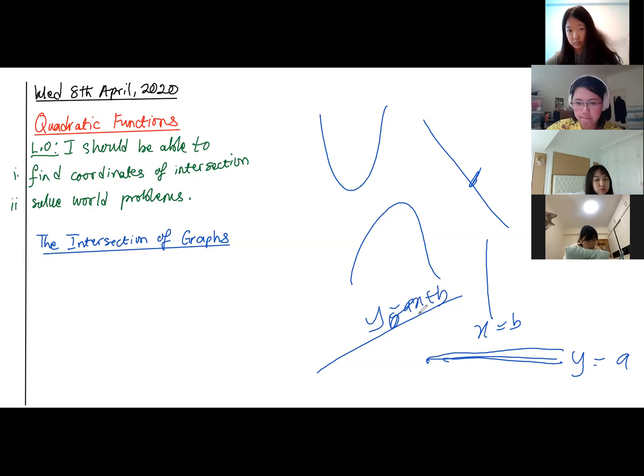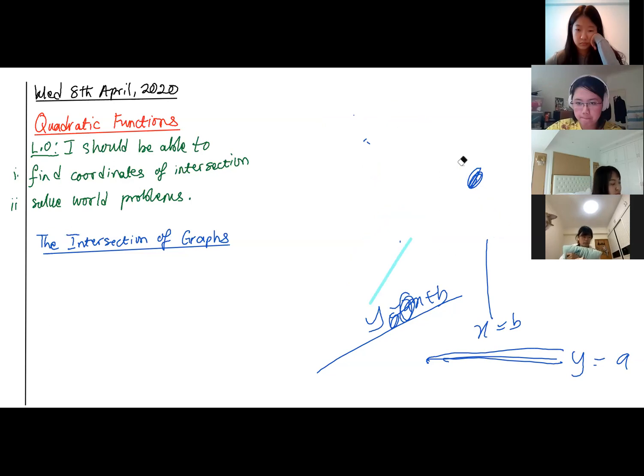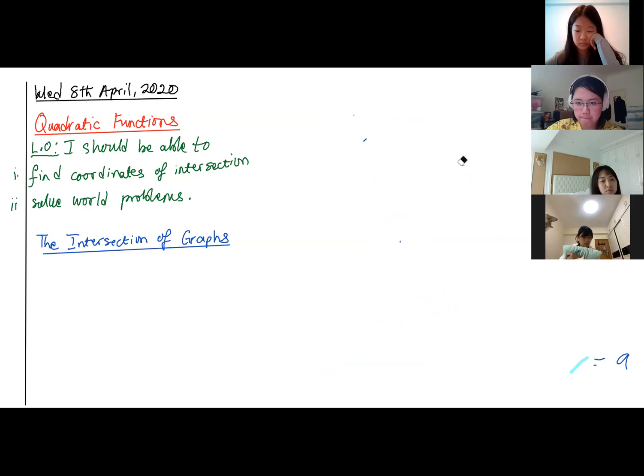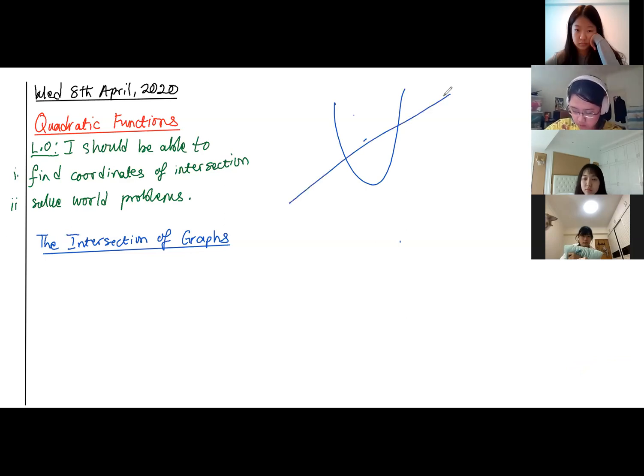Okay, if a is positive, this is what you have. If a is negative, this is what you have. And these are the graphs of y equals ax squared plus bx plus c. Okay, so whatever we discuss now is generalization. It works for every possible case that we might have. So I'm going to just look at the minimum one, okay, and the straight line maybe like this.